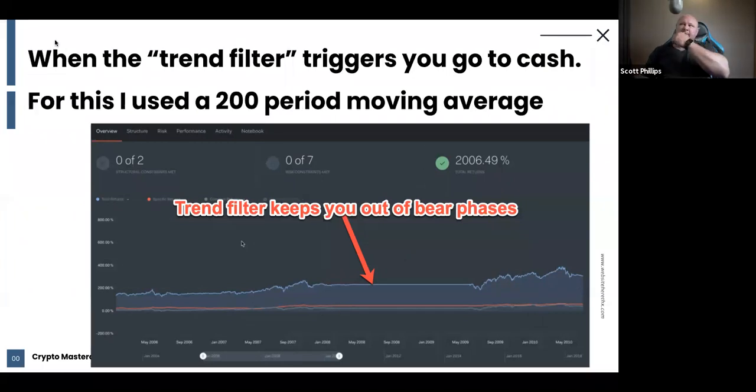Okay, so when the trend filter triggers, you go to cash, and you can see what happened here. Your equity curve just flatlines. If you look at the dates, this is January 2008. At the start of 2008, it just went to cash.